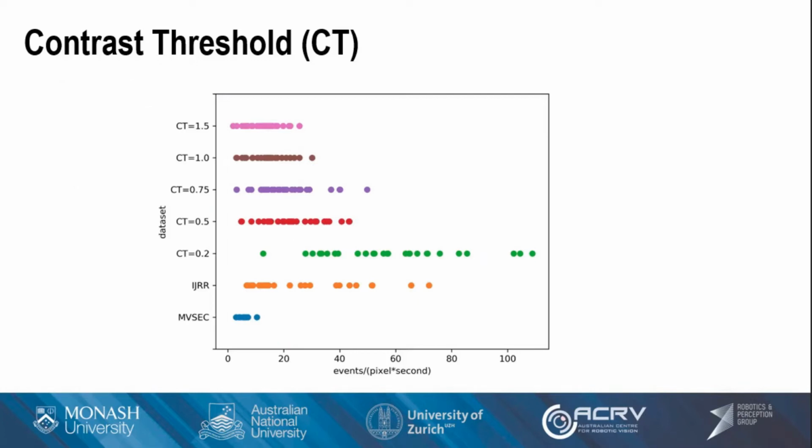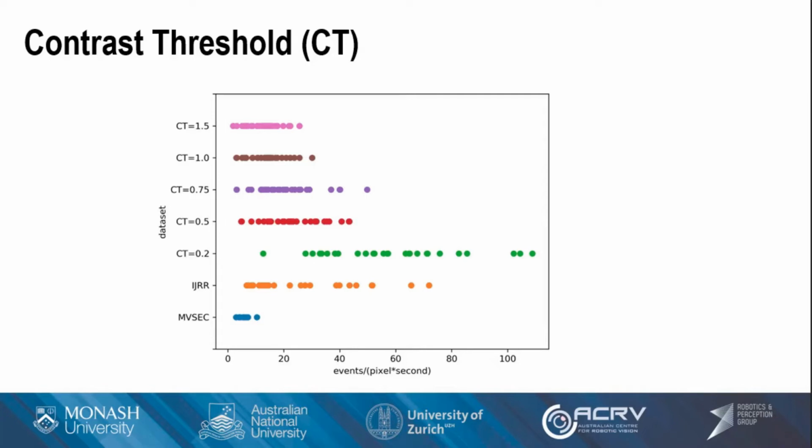Here we plot the event rate, measured in events per pixel per second, for various datasets. The top 5, with contrast threshold equal to 0.2 to 1.5, are synthetic datasets, generated by tuning the simulated contrast threshold. Each dot represents a short sequence in the dataset. Sequences with a lower contrast threshold tend to have a higher event rate. The bottom two datasets, IJRR and MVSEC, are two popular event camera datasets based on real event camera data. While the contrast threshold parameter of the camera is unknown for these datasets, we can plot the event rate as a proxy measure for the contrast threshold.